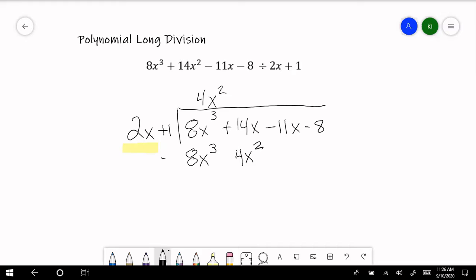Now I'm going to subtract both of those. So 8x cubed minus 8x cubed, nothing, goes away. That's the point. 14x squared minus 4x squared. Well, I have 14 of them. I'm taking 4 away, so I have 10 left. That's the first part.